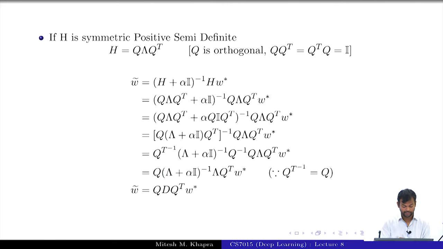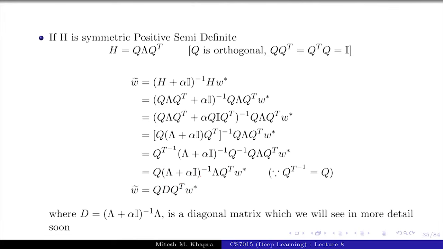Let's see. I can write this entire thing as a diagonal matrix. How many of you see that it's a diagonal matrix? Because lambda is a diagonal matrix, I of course is a diagonal matrix, I multiplied by a scalar is also a diagonal matrix, and the whole thing is again multiplied by some diagonal matrix. What's the inverse of a diagonal matrix? The reciprocal of the diagonal elements. Okay, good. So I have a very neat formula for what W tilde looks like in terms of W star. Again, why am I doing all this? God knows. And here D is equal to this quantity.